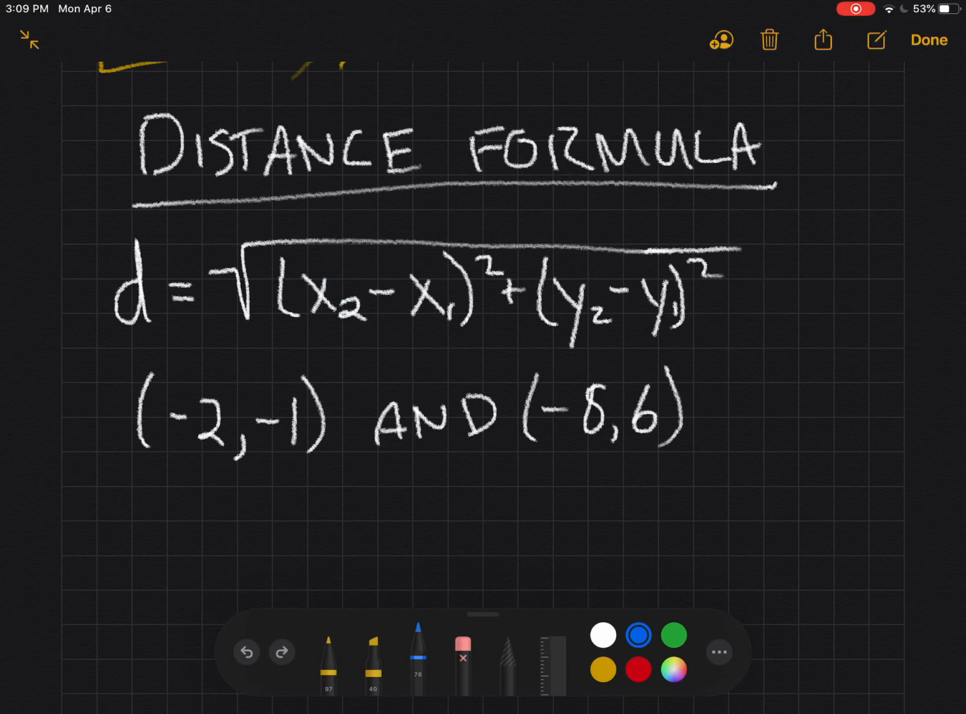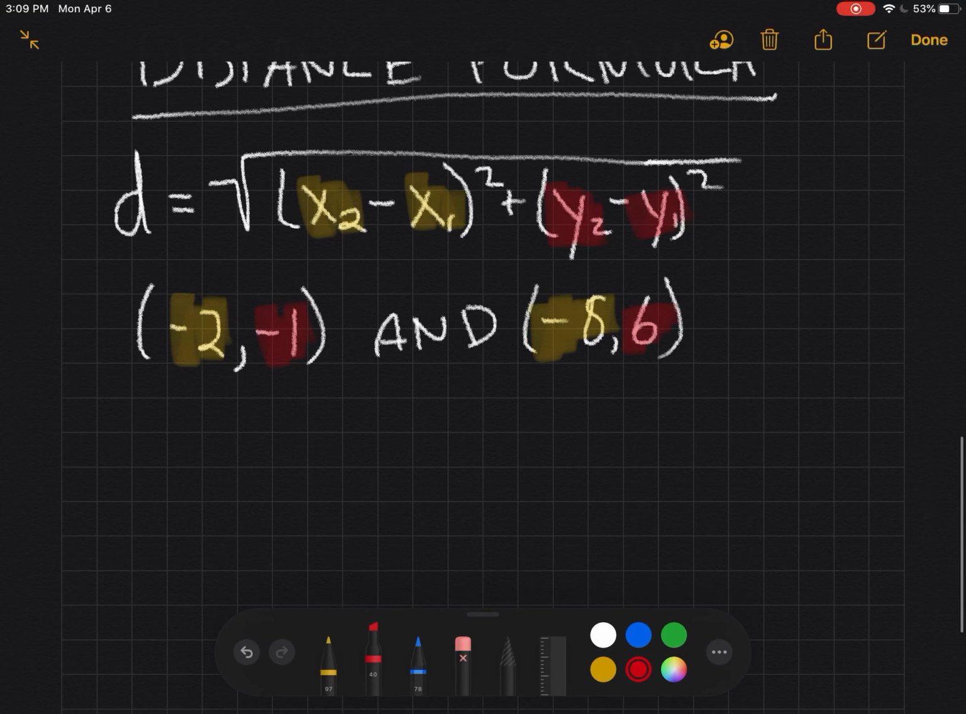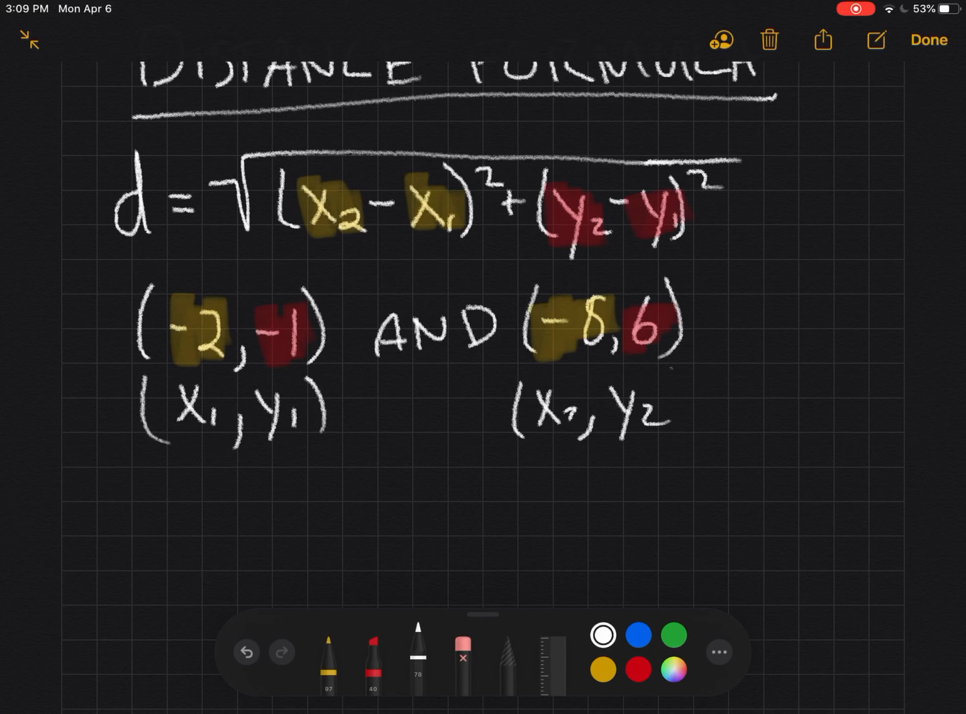So here's how I plug these into the formula. These x's, x2 and x1, are talking about these x values here. And this y2 and y1, they're talking about these y values here. So all I have to do is keep track of what's what, and I'll be okay. So let's suppose this is x1, y1, this little point here, and this point is x2, y2.